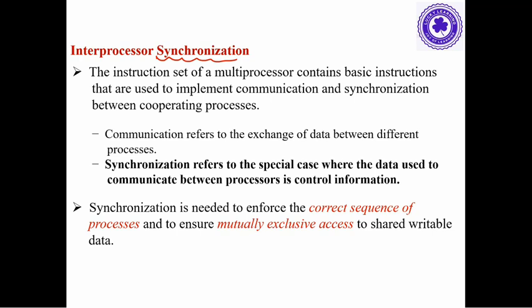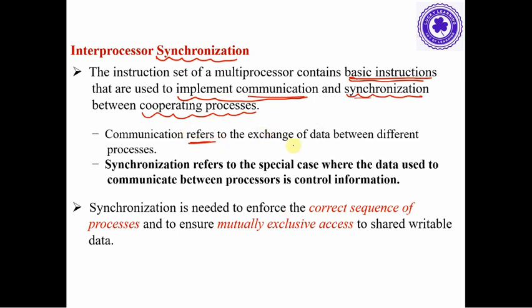Now, when it comes to interprocessor synchronization, the instruction set of a multiprocessor contains some basic instructions which are used to implement communication as well as synchronization between the cooperating processors. If two processors want to communicate between them, it requires some synchronization. To implement this synchronization, multiprocessors contain some basic instructions.